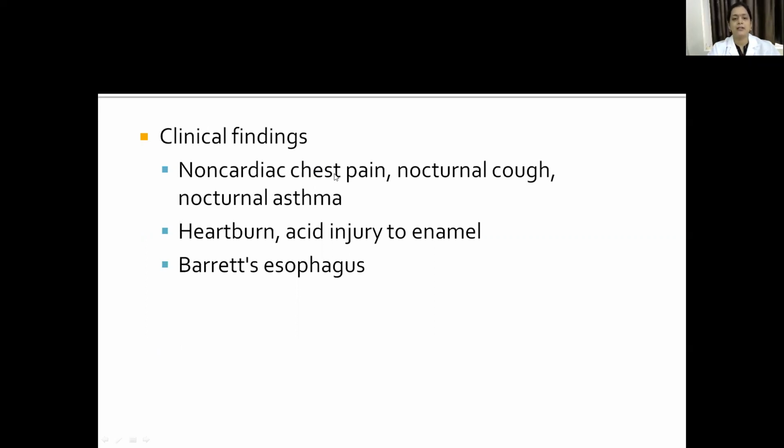The clinical finding is a non-cardiac chest pain. Usually the elderly take soda and all for proper digestion. They say that something is wrong with the chest. Many elderly women just go and take an ECG to rule out any kind of cardiac pain. Sometimes that happens. So you have to know there is non-cardiac chest pain, nocturnal cough, nocturnal asthma, heartburn, acid injury, and Barrett's esophagus. See, Barrett's esophagus occurs with prolonged gastroesophageal reflux disease.